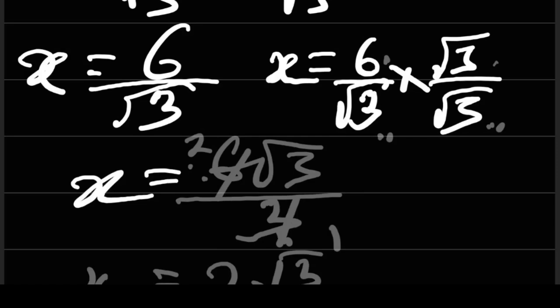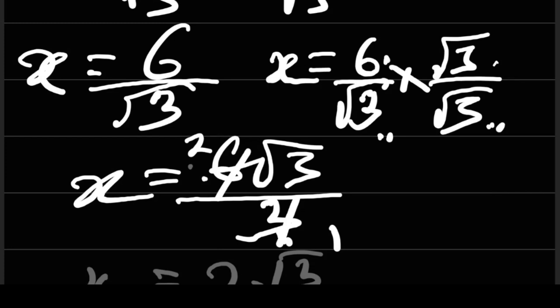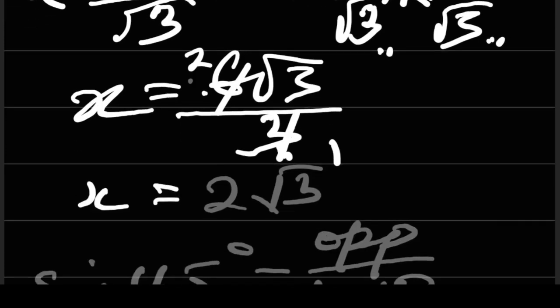X is equals to 6 times root 3, which is 6 root 3, all over root 3 times root 3, which is 3, because root 3 times root 3 is root 9, and root 9 is 3. So here we can see that 3 can go into 6, 2. So x equals to 2 root 3. That's our answer.